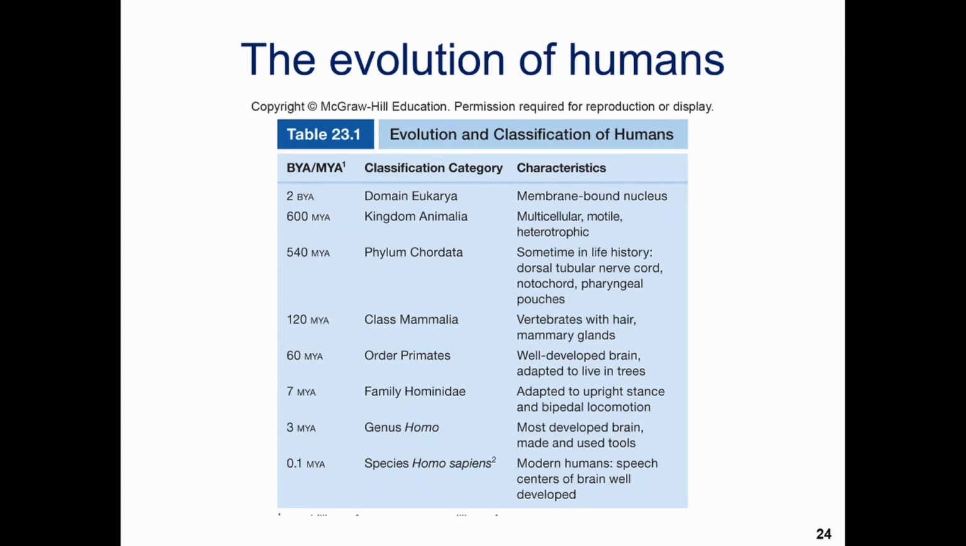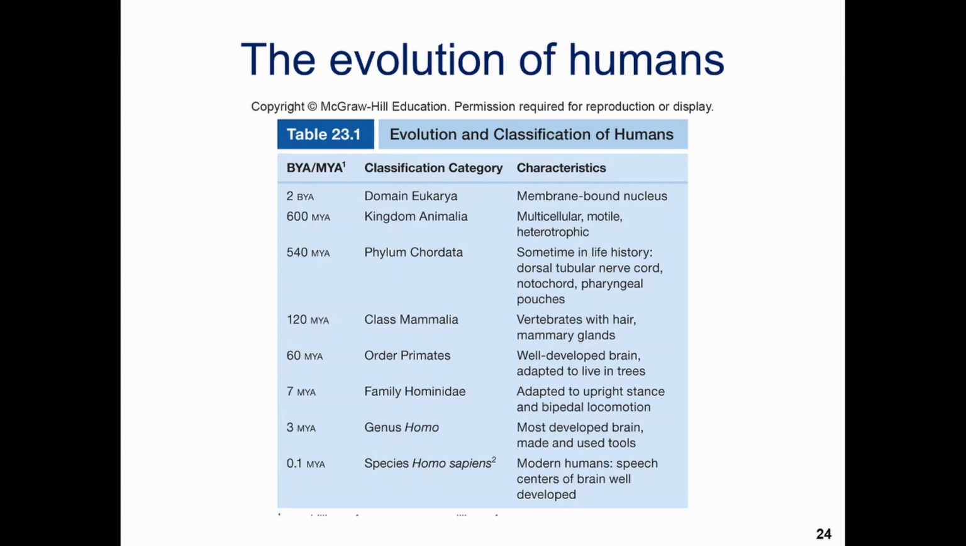600 million years ago, we see kingdom Animalia split from the rest of the group, where now we have multicellular, motile, meaning we can move, and heterotrophic, meaning we're eating other organisms, develop. 540 million years ago, we see phylum Chordata, that sometime in our life history we develop a dorsal tubular nerve cord, a notochord, and pharyngeal pouches. These are characteristics that don't have to necessarily be kept, but they pop up at some point during the life history of that organism.